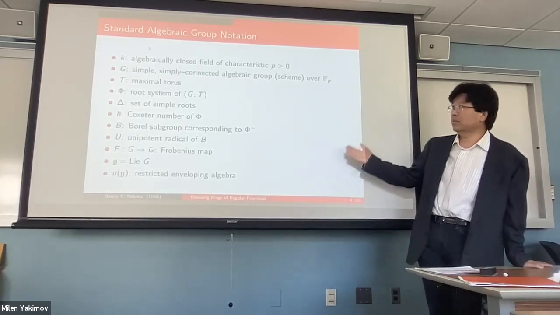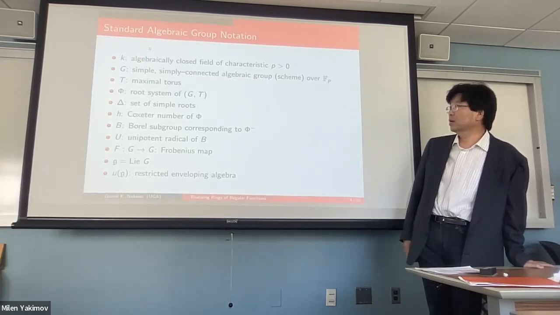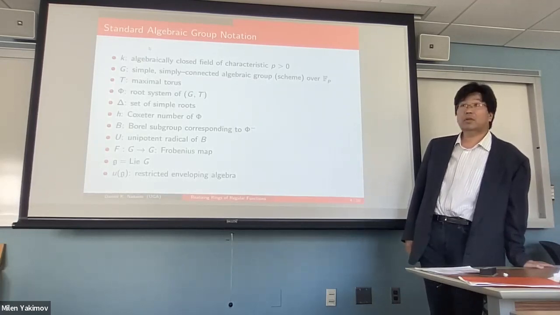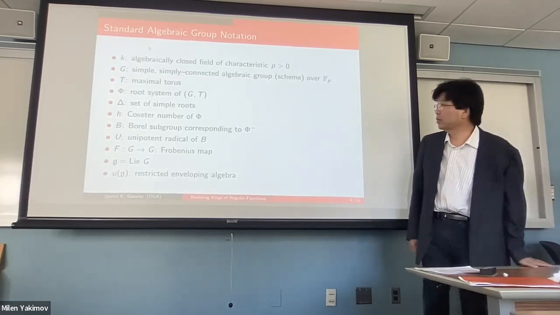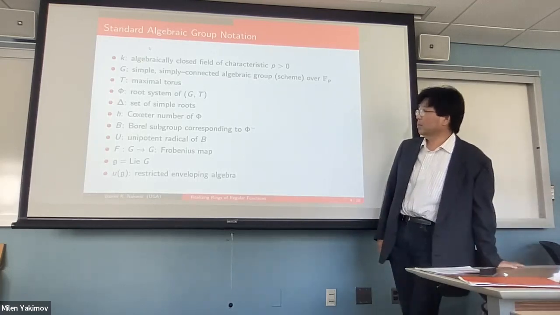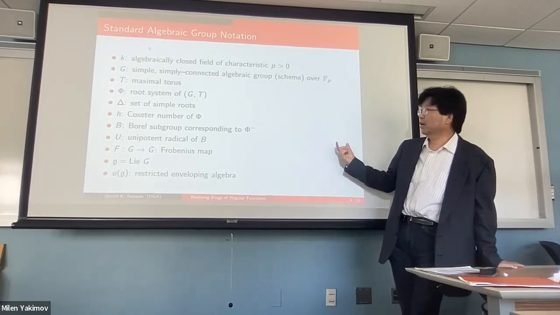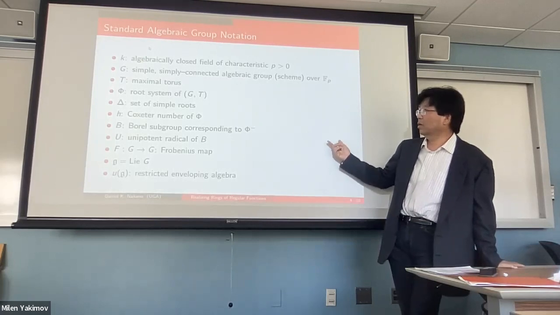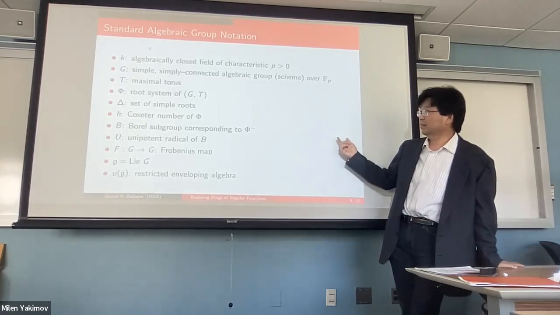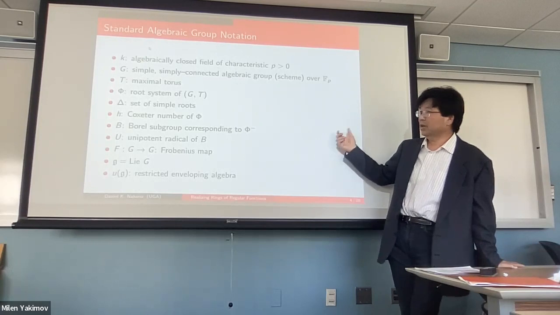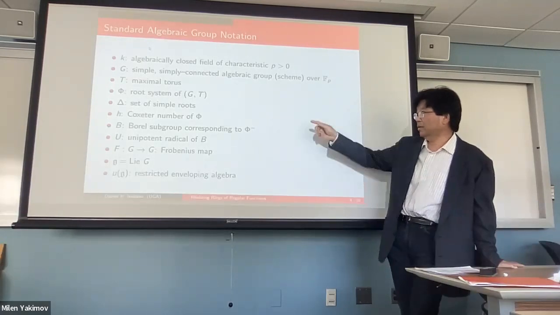Whenever you have a root system, you have a set of simple roots. h will be the Coxeter number, which is associated to this root system. So it's a number which is an invariant. So if you take the inner product of rho with alpha_0 check, plus one. So rho is going to have some positive roots, alpha_0 is the highest short root. You take their inner product and then you add one, you get the Coxeter number.